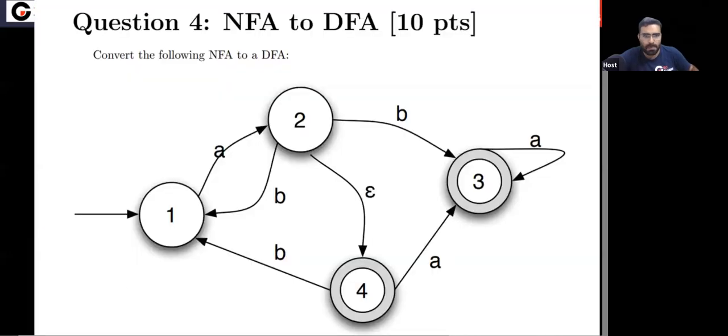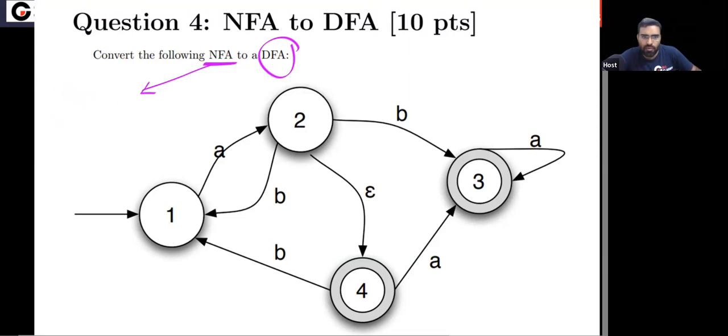Take your copy and pen. What will be the initial state? We need to convert this NFA to DFA. This NFA is given to you. You tell me one thing. In this NFA, do we have a null move?